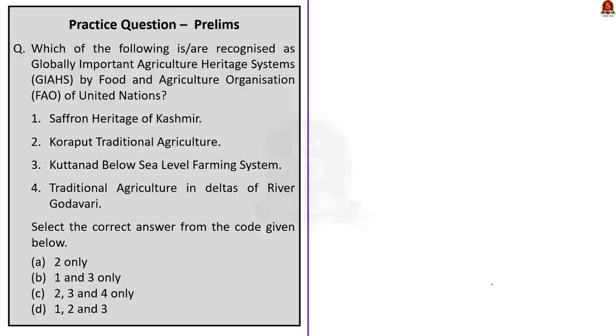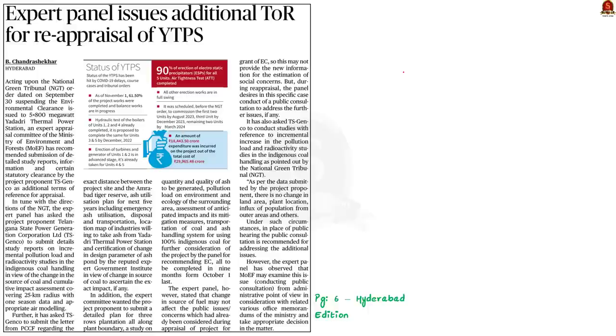Through this discussion, we came to know about Kuttanad region of Kerala, then about the rice fields of Kuttanad, and finally about globally important agricultural heritage system of Food and Agricultural Organization. With these key points in mind, now let's move on to the next news article discussion. Take a look at this news article.